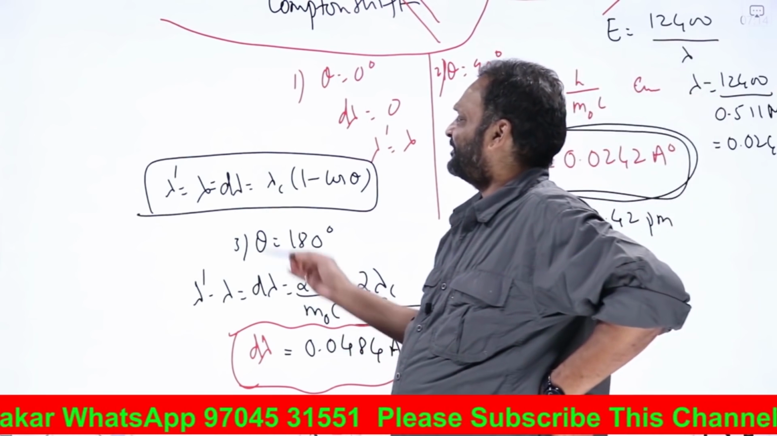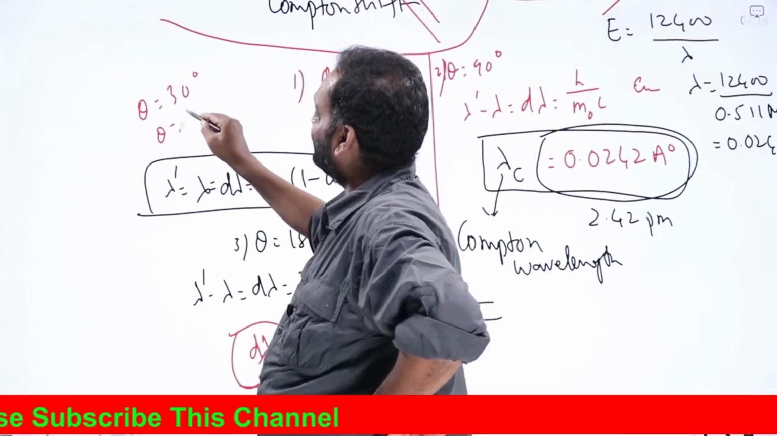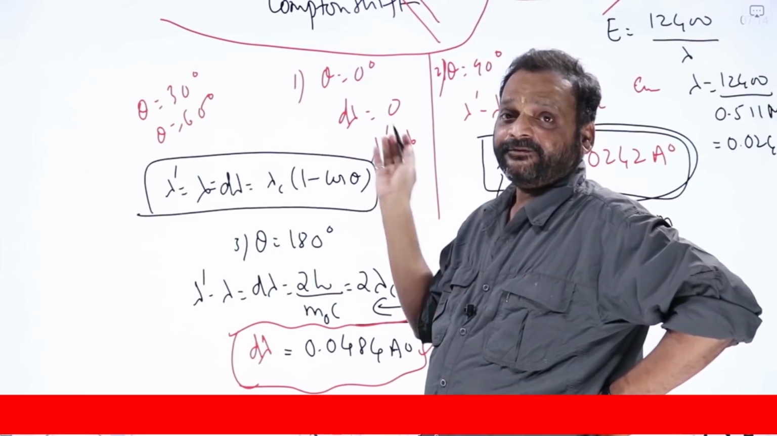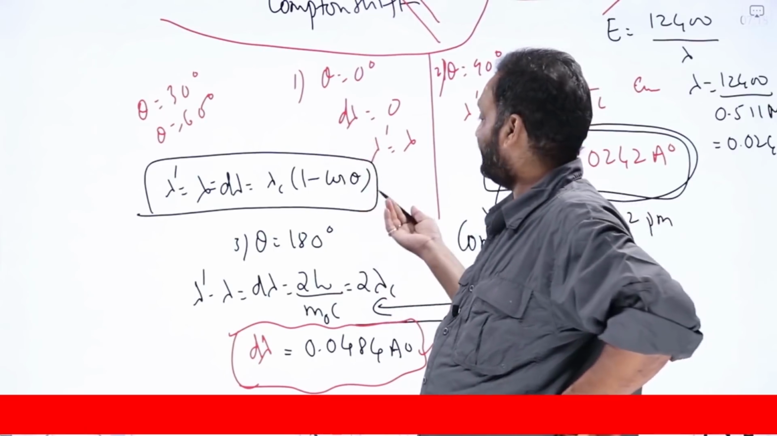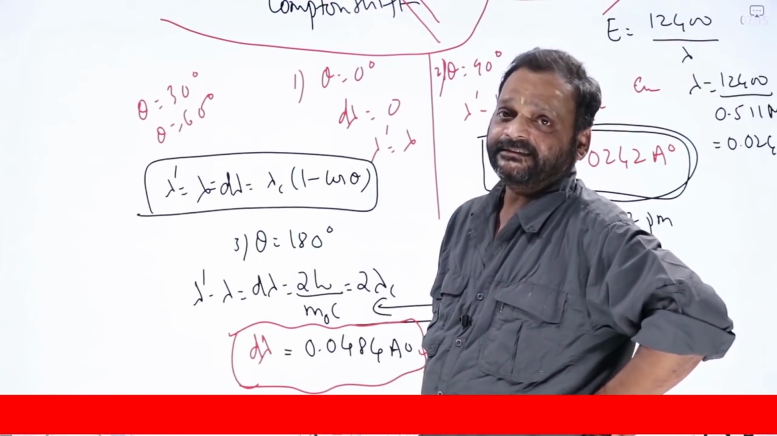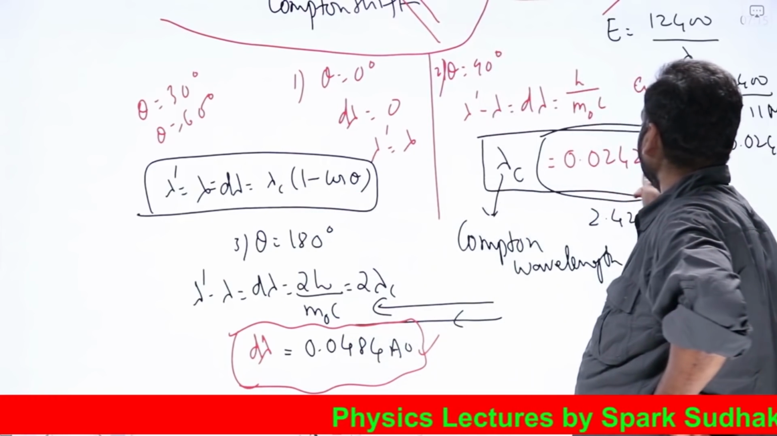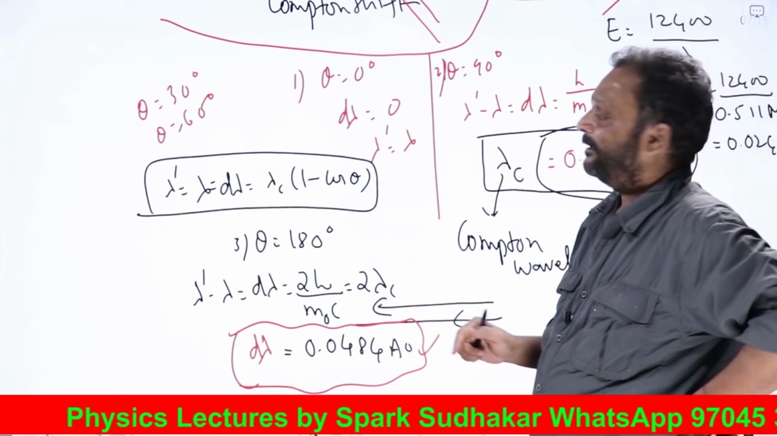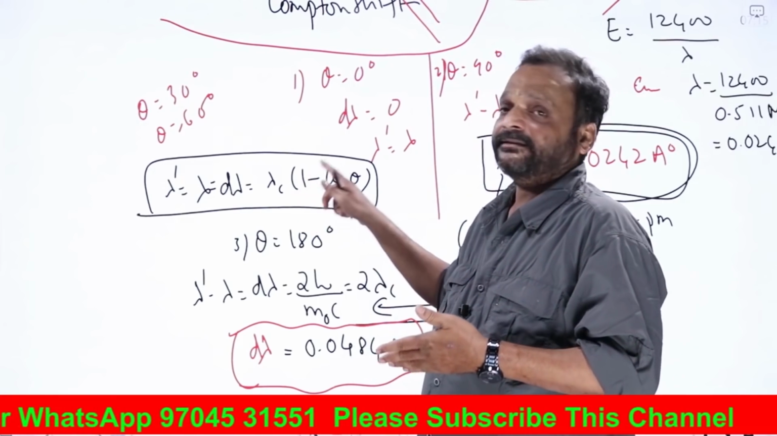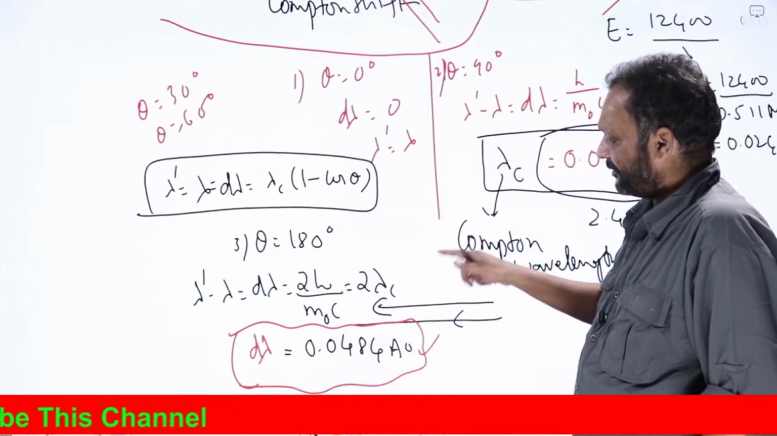Even in problems, theta can be given as 30 degrees, 60 degrees, and 90 is already known. You can take theta as 120, 150, 135 degrees, 180, like that. 180, 90 and 0 we have seen. Put other values. Take theta equal to 60 degrees. Cos 60 is half. 1 minus half is half. Half into lambda c, 0.0242 by 2, means 0.0121. So the Compton shift when the scattering angle is 60 degrees is 0.0121 angstroms, like that.